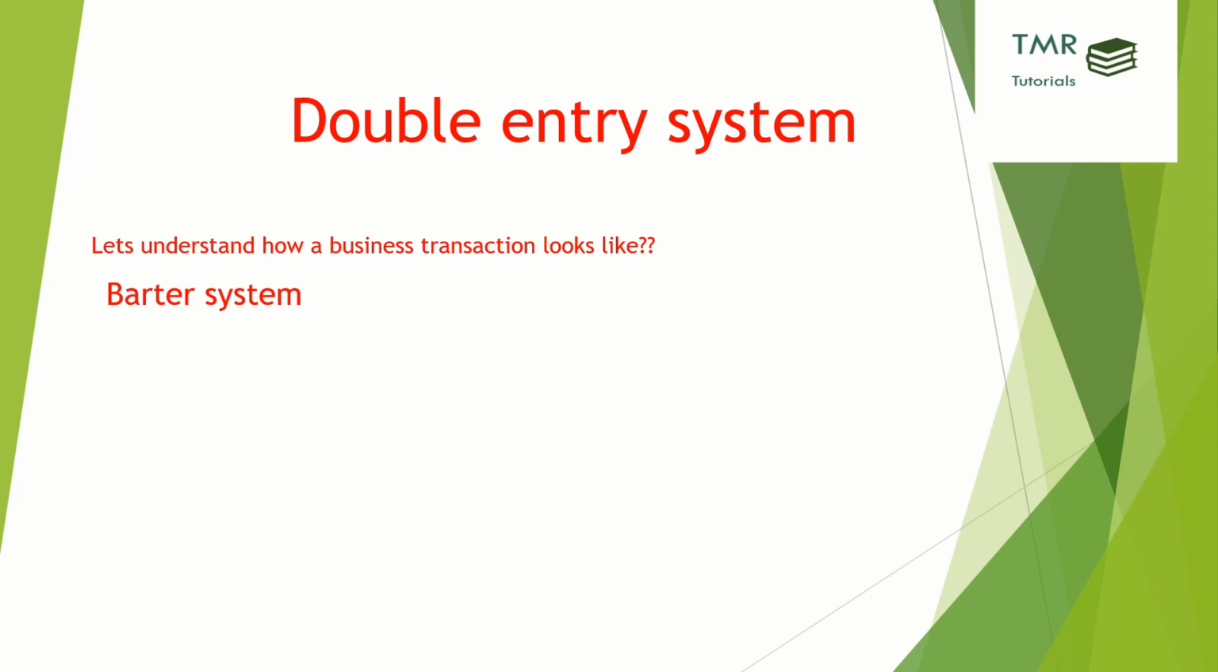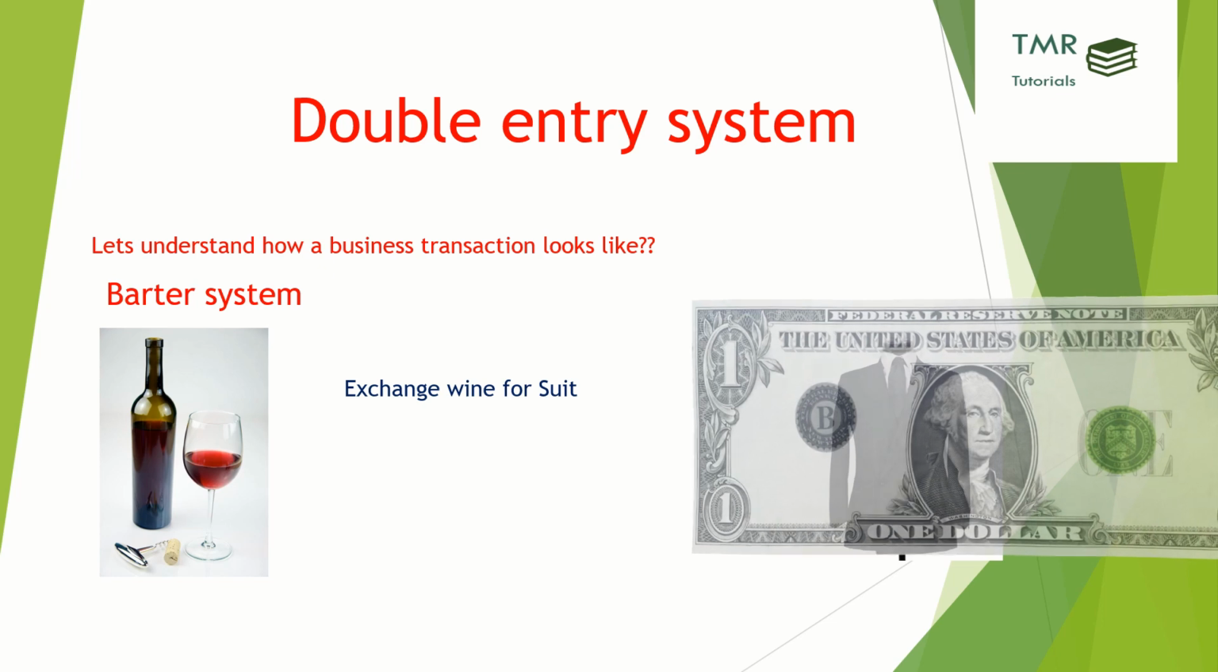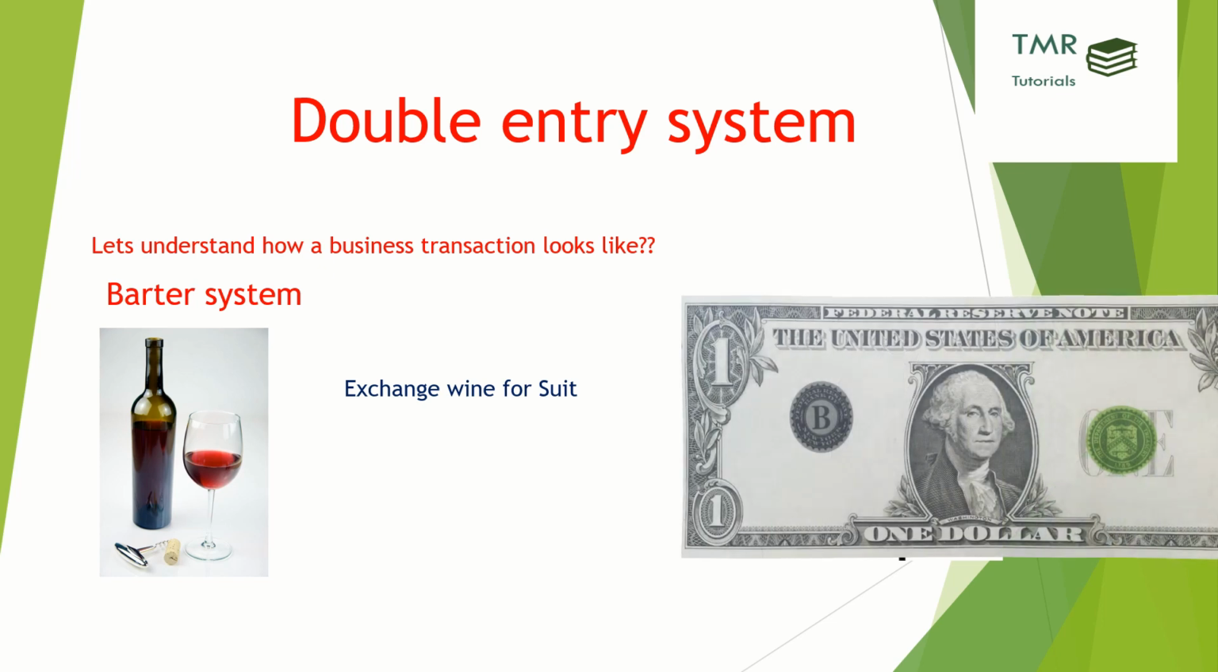Now in this case, I'm a manufacturer of wine, and my friend is into stitching of clothes. So what I do, if I want to get a cloth, I have to go to him and give him my wine. So this is the way exchange system used to work. But once money is invented, for wine I am getting money. So this is the way business transaction happens.